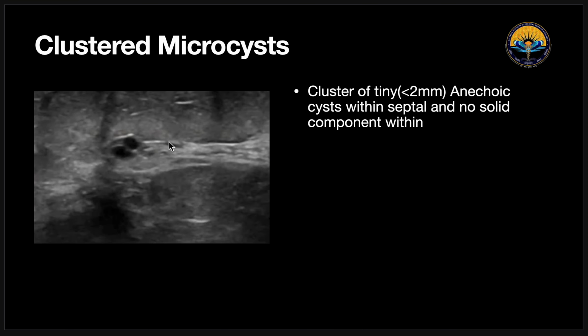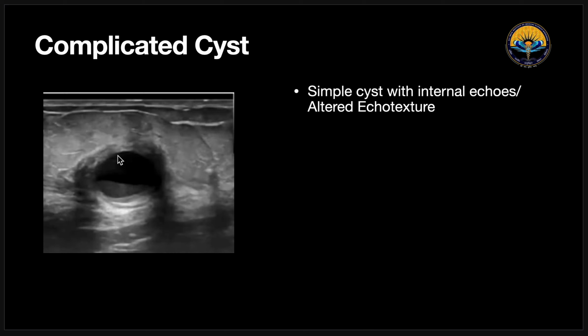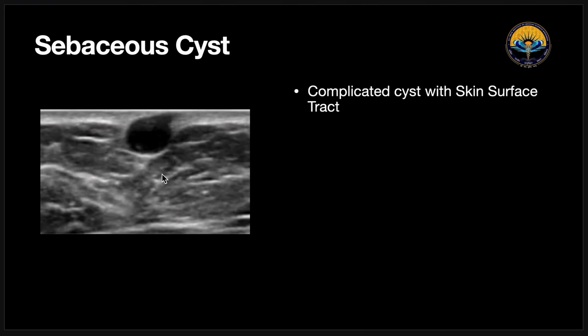We can also have a cluster of microcysts. A cluster microcyst is a cluster of tiny anechoic cysts. These cysts will be less than 2 mm in size within the septal area of the breast, and there will be no solid component within the lesion. We can also have a complicated cyst. A complicated cyst means a cyst which has some altered texture or some internal echoes. Then it will be called a complicated cyst.